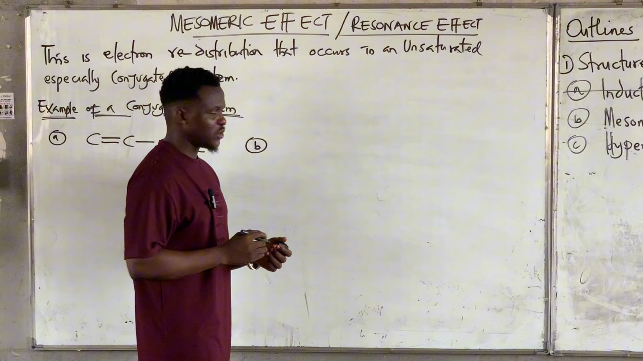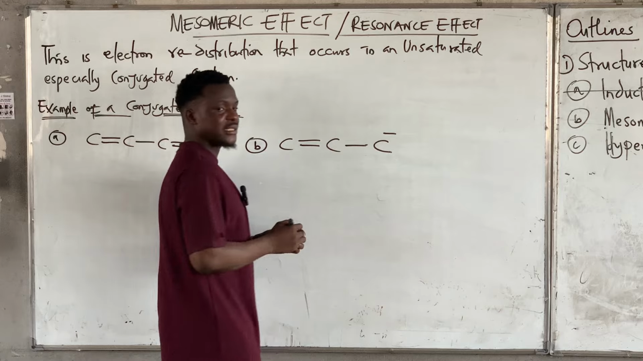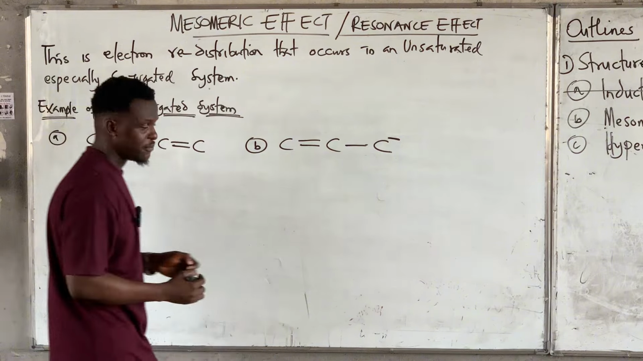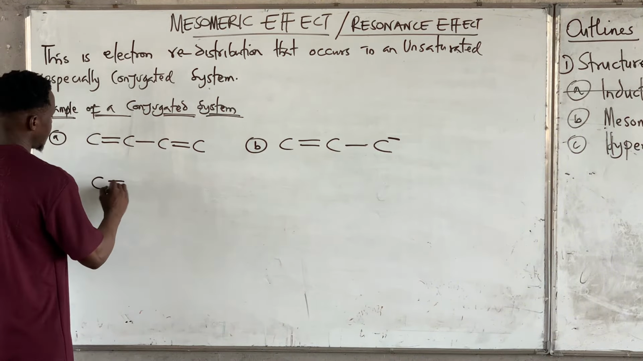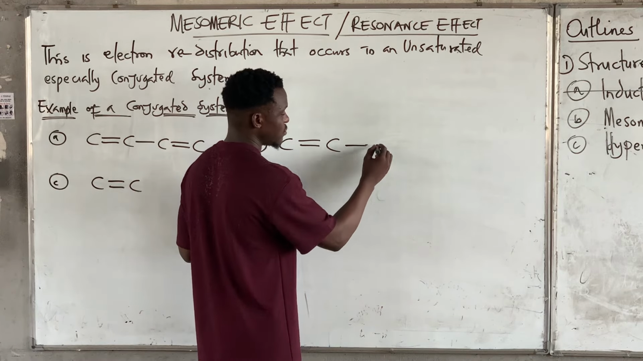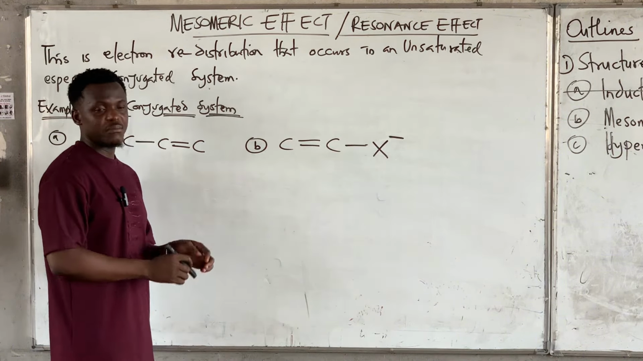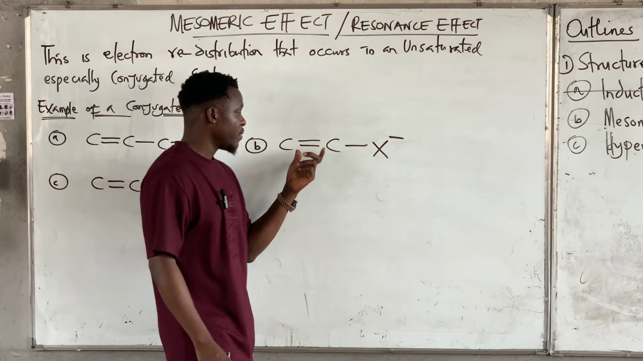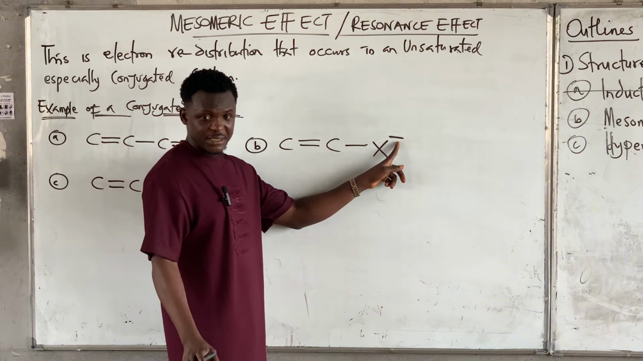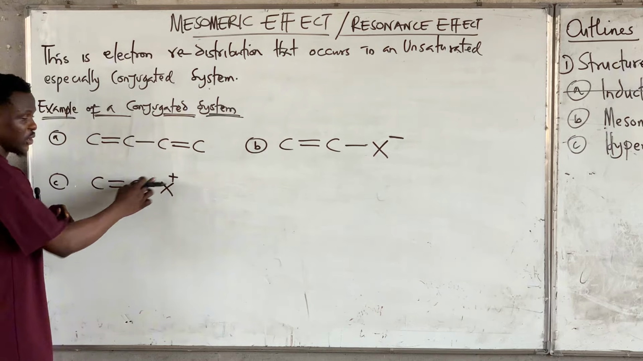The second type of a conjugated system is when you have a double bond being separated from a carbon that bears a negative charge. This is another unsaturated system, a conjugated system. The third one is, okay, let's call this guy X, where X can be carbon, it can be oxygen, it can be anything. It must not necessarily be a carbon. So basically, anytime you see a double bond being separated from an atom that has a negative charge, that's a conjugated system. A double bond separated from an atom that has a positive charge, that's also a conjugated system.